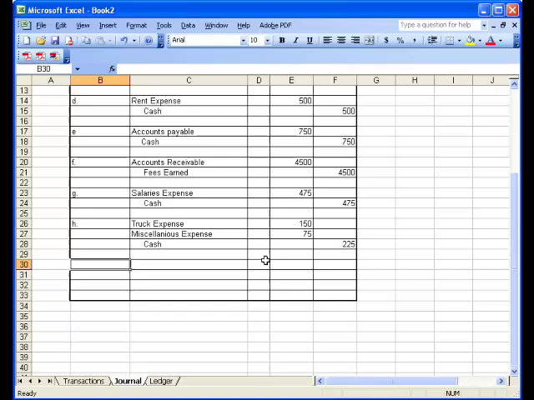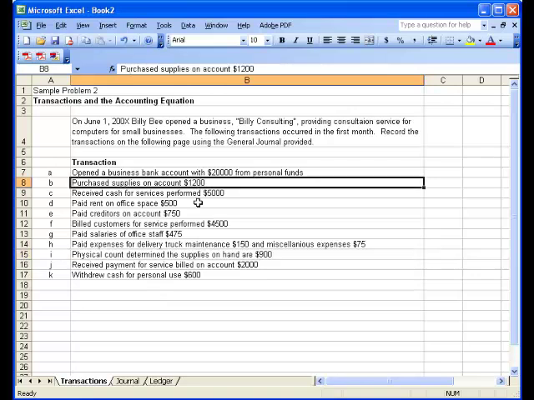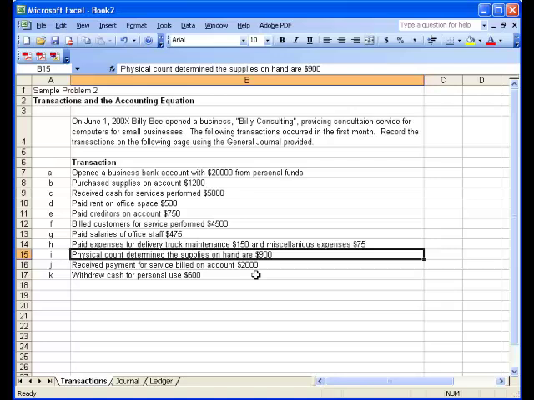My next transaction is transaction I, and let's go see what transaction I is. It says we took a physical count determining that the supplies on hand were $900. And we learned earlier how we calculate the expense involved here for supplies. We start out with $1,200 and we now have $900 on hand, and so what we don't have we assume has been used up. 1,200 minus 900 is $300 worth of our supplies have been used up. Now we know the amount.